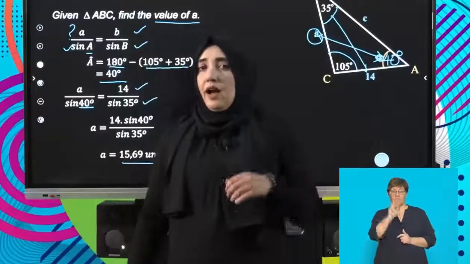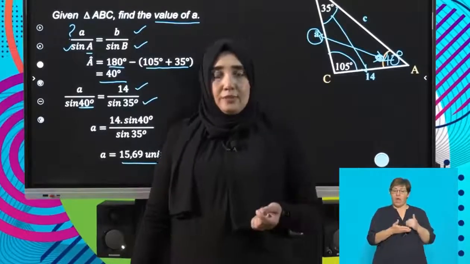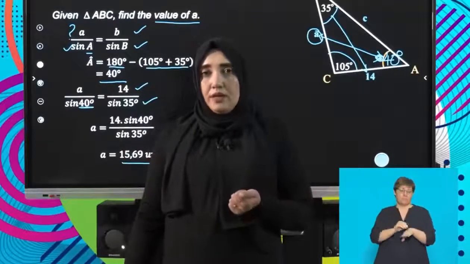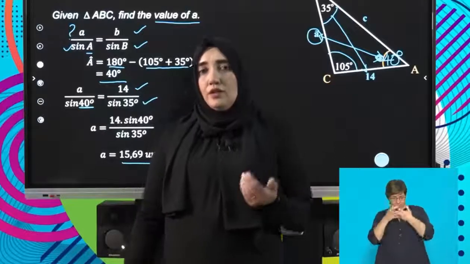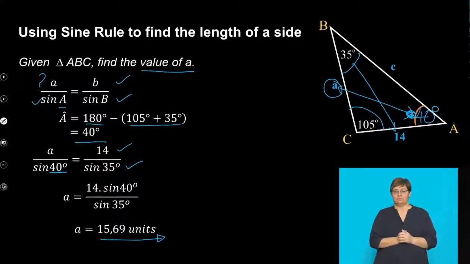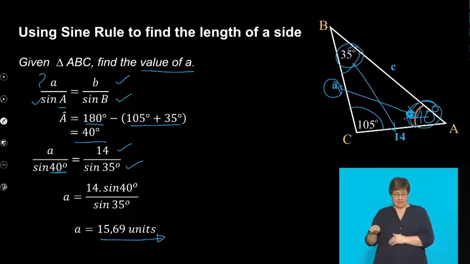Now remember, I reminded you earlier, it's quite useful to do a checksum to make sure that the answer you found makes sense in the context of the problem. In other words, does it fit the triangle? So let's go back to our triangle and see if our answer makes sense. Now, if we look at what we found earlier, we notice that the angle 35 was across 14.